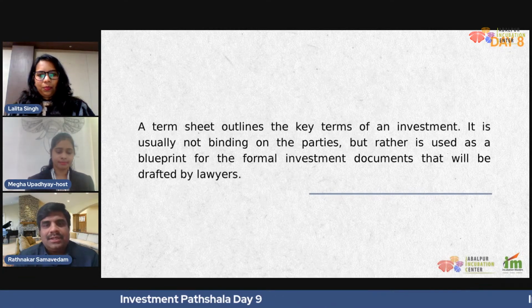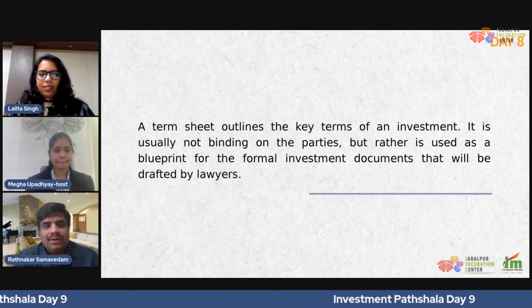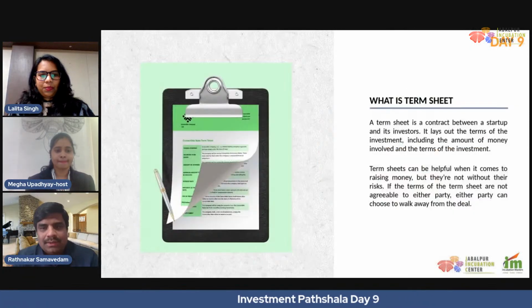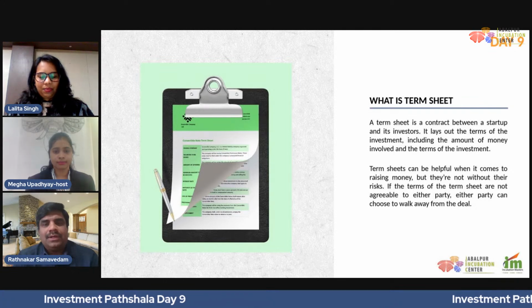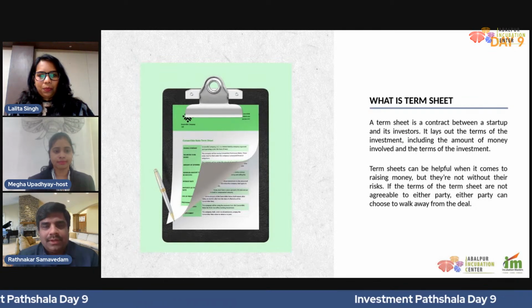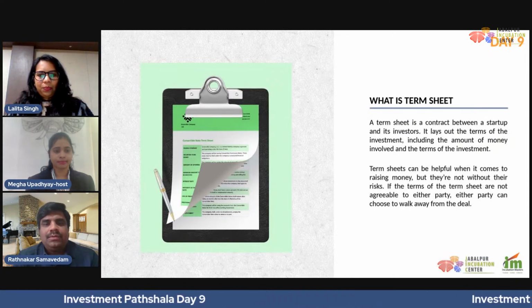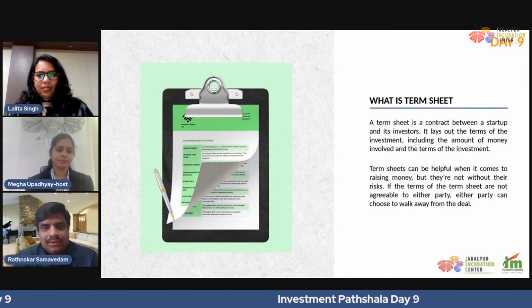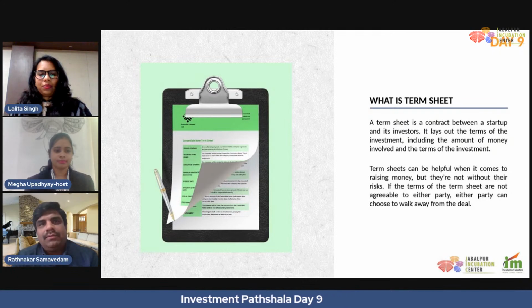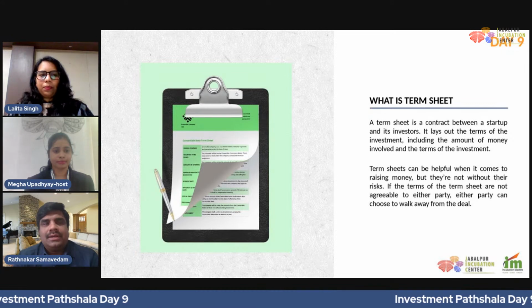That is the reason the term sheet plays a very important role. Understood? What is a term sheet? As I mentioned in the PPT which you're seeing, the term sheet outlines the key terms of investment between both the parties. The term sheet is a contract between a startup and its investors. It lays out the terms of investment, including the amount of money involved. Understood? This is one of the critical steps when two parties are entering into a transaction.